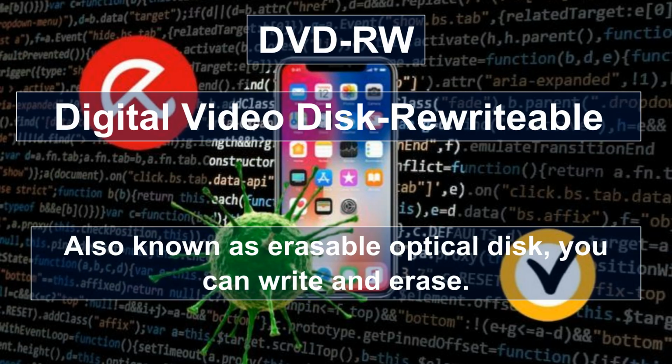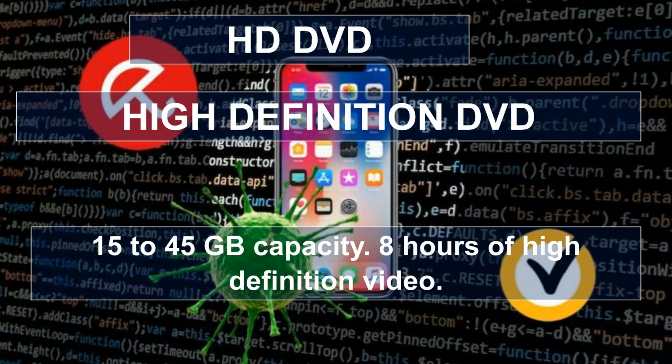HD-DVD, or high-definition DVD, has a capacity of 15 to 45 gigabytes, capable of storing up to 8 hours of high-definition video. Other types of secondary storage include Blu-ray, also known as BDs, which have a capacity of 25 to 50 gigabytes and support high-definition format.